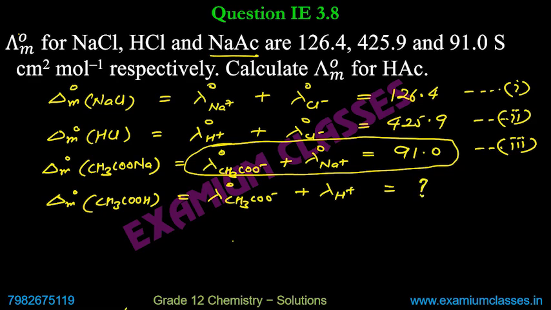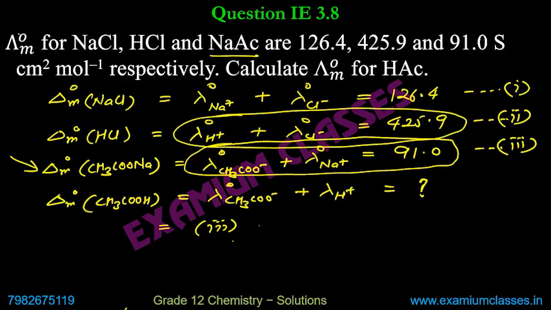You need CH3COO minus. So this will be equal to lambda m CH3COONa, this one. It means the third equation you need. You also need lambda H plus, and lambda H plus is here. It means you need to add this one into the third one. So you add the second one.